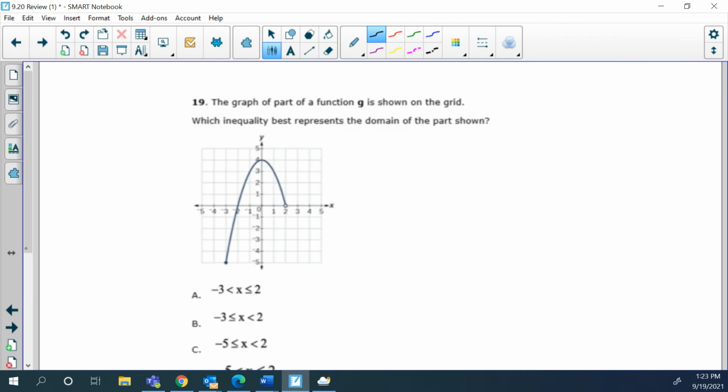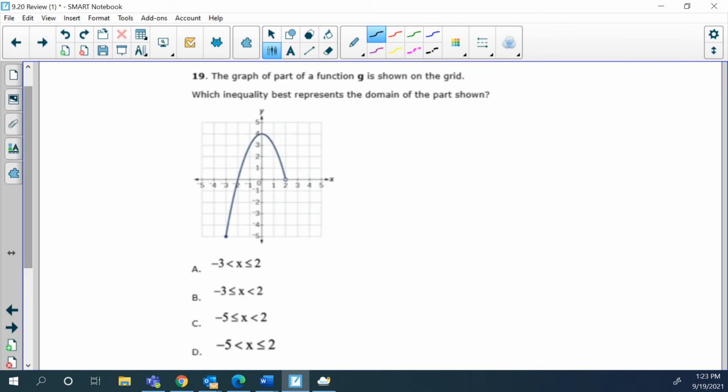Number 19. Which inequality best represents the domain? Remember, domain is x values. So I'm going to find where the graph starts on the left side. The graph starts right here, which is negative 3. This is a closed circle, so I'm going to have less than or equal to. The graph ends right here, which is 2. This is an open circle, so I'm going to have less than. So which one is that? That's going to be B.